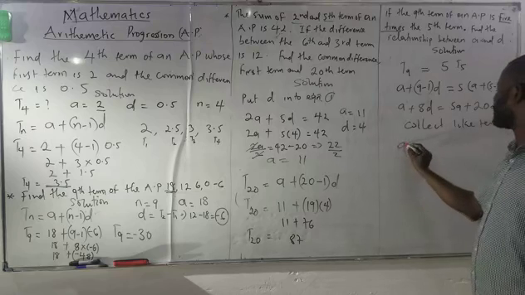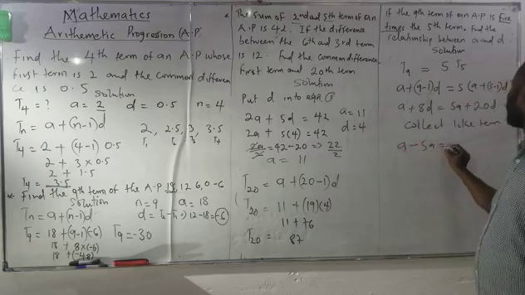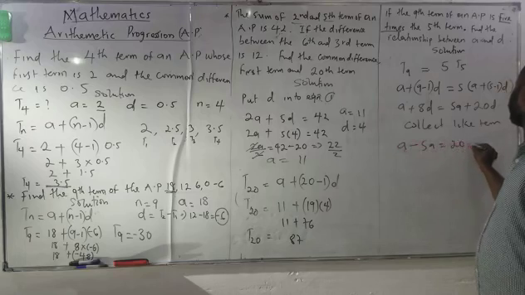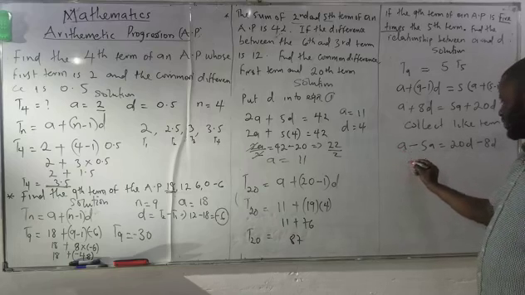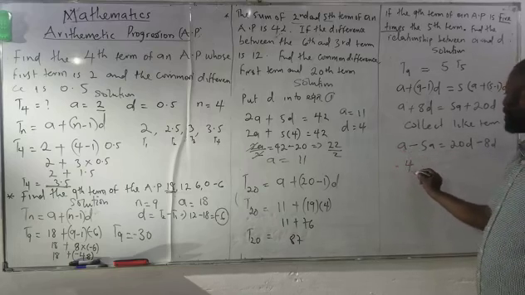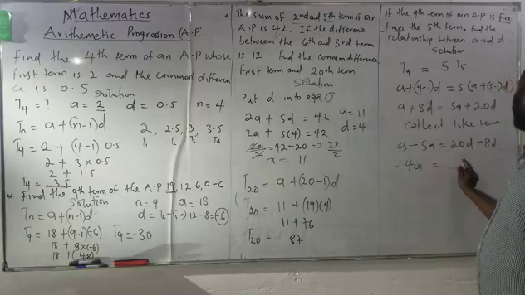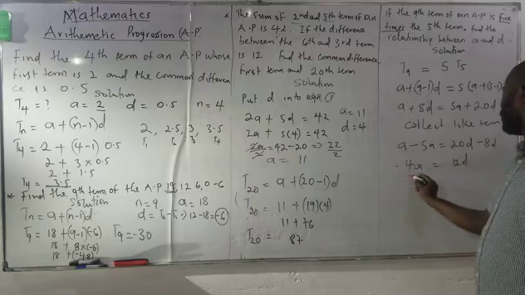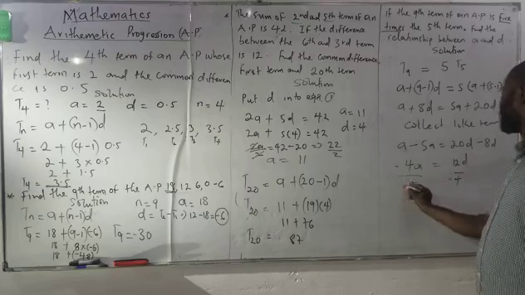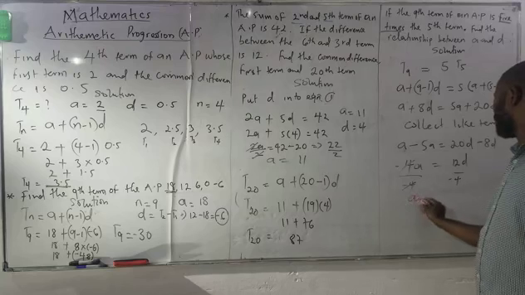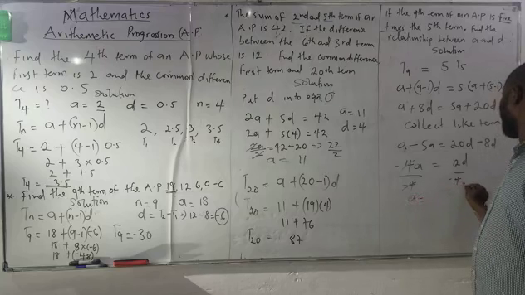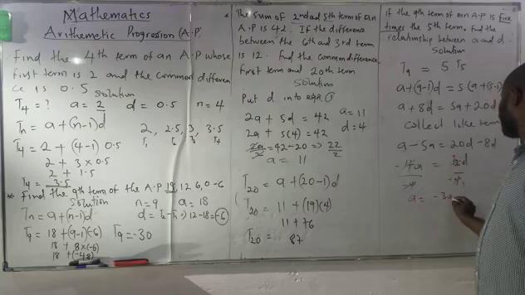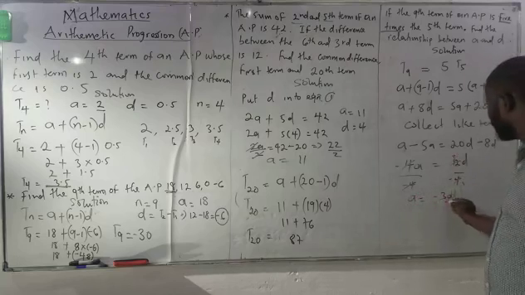I'll have A minus 5A equals 20D minus 8D. This gives us minus 4A equals 12D. Divide both sides by minus 4, and A will be equal to minus 3D. This is the relationship between them.